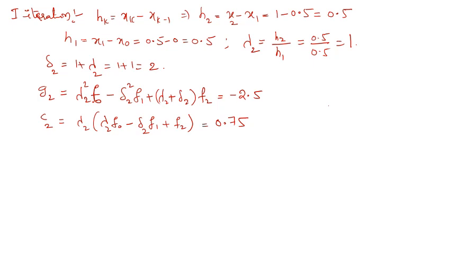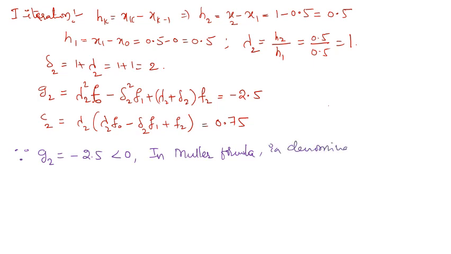Now this is very important. What is the sign of g2? Since g2 is negative, or you write like this, since g2 equal to minus 2.5 is less than 0, in Muller's formula, in the denominator we have to take the negative sign.